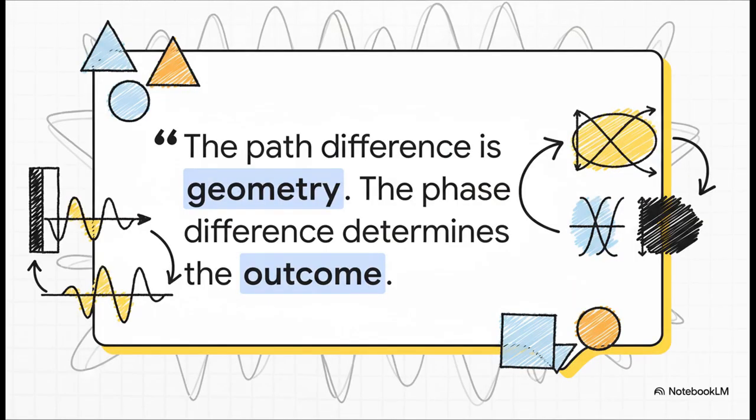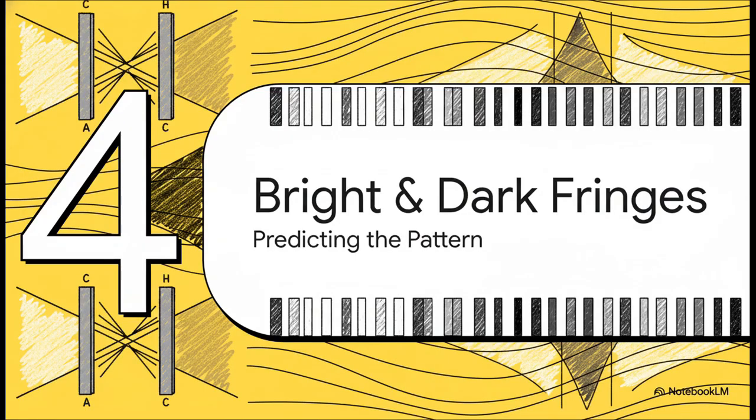The path difference comes from the geometry of your system. The spacing of the slits, the thickness of a film. You calculate that first. Then you plug it into our equation to find the phase difference. And it's that phase difference that tells you definitively if you're going to get a bright spot or a dark spot. So now we have all the tools we need. We can finally move from just setting up an experiment to precisely predicting the pattern it's going to produce.